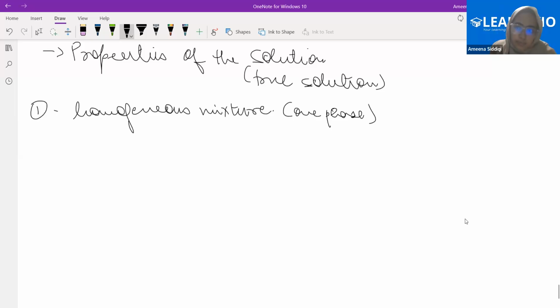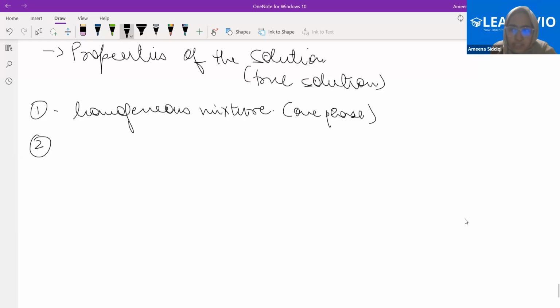What does phase mean? Phase means different zones or different separate parts: one phase, two phases, three phases. In a solution, we cannot see separate parts. It's all in one part, in one composition, as can be seen. That is what we mean by one phase.